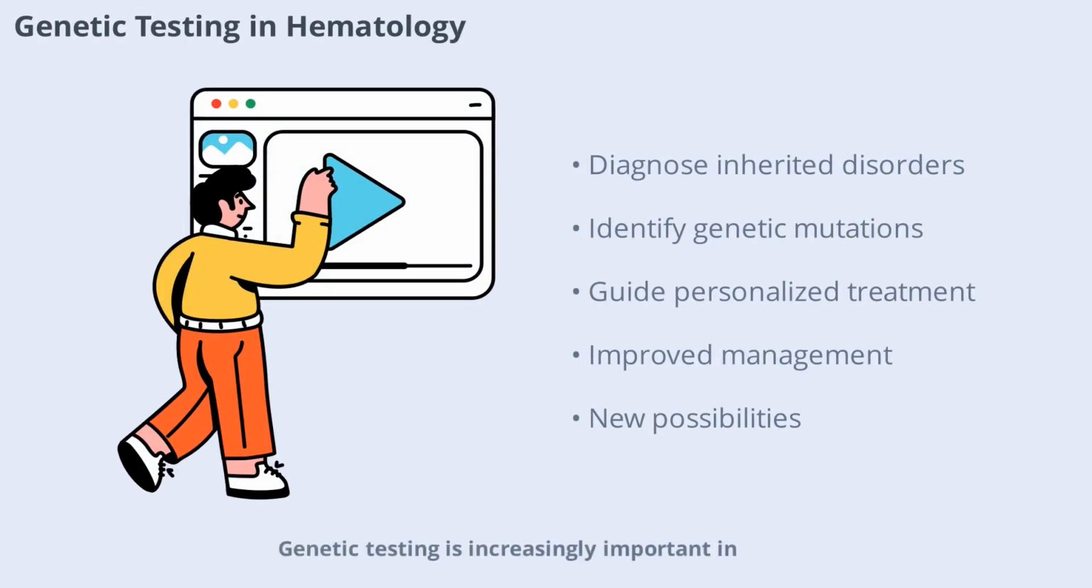Genetic testing is increasingly important in hematology for diagnosing inherited blood disorders. It helps identify mutations responsible for conditions like sickle cell disease, thalassemia, and hemophilia. Hematology uses genetic information to guide treatment and provide personalized care. Advances in genetic testing have improved diagnosis and management, offering new possibilities for patients and families affected by blood disorders.